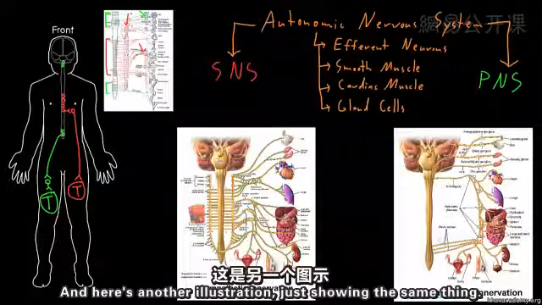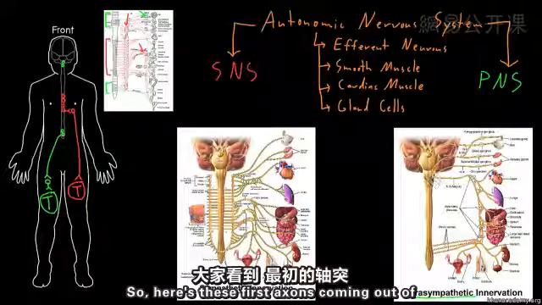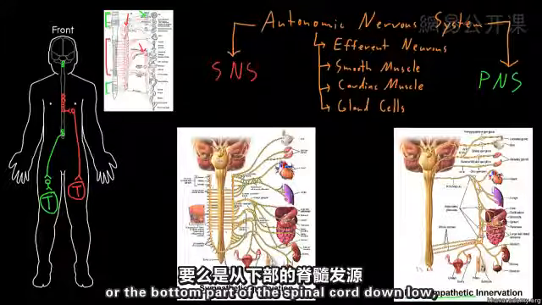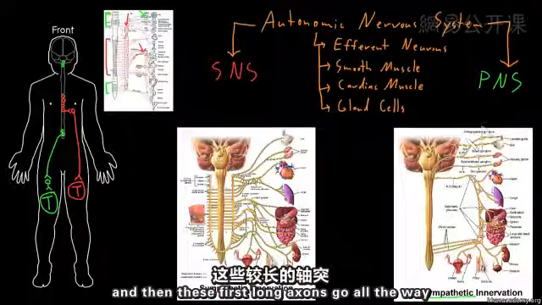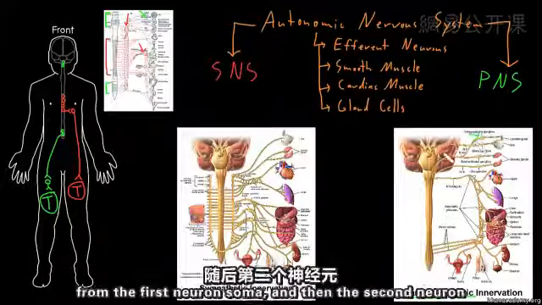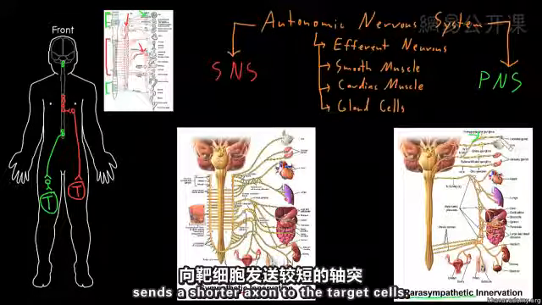And here's another illustration just showing the same thing. So here's these first axons coming out of either the brainstem up high or the bottom part of the spinal cord down low. And then these first long axons go all the way till they meet a ganglion at a distance from the first neuron soma, and then the second neuron sends a shorter axon to the target cells.